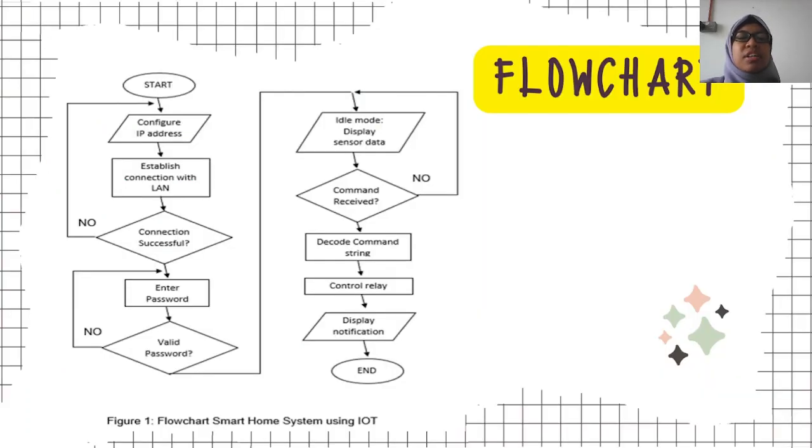Okay, that is the flowchart. Firstly, I will discuss the flowchart of the smart home system using IoT. First, I configure the IP address to make sure the connection is established to the LAN or not. If the connection is successful, it lets you enter a password and display the sensor data. If the connection is not successful, it goes back to configuring the IP address.